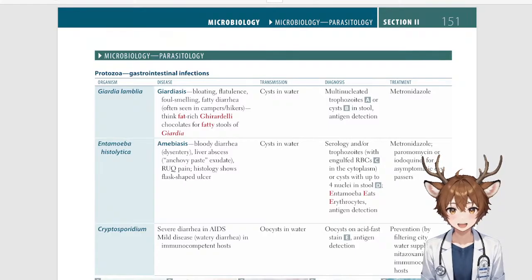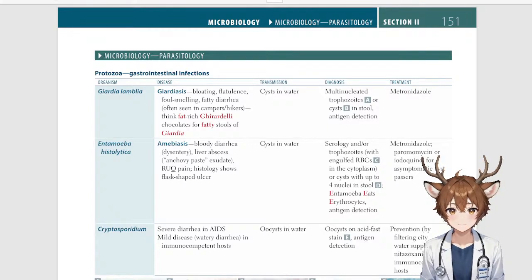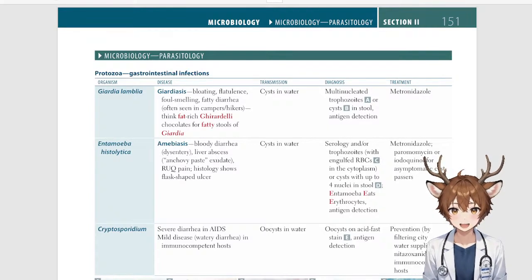Today we'll be covering some of the bigger, very important sections, which would be the parasitology, right, parasites, virology, systems, and antimicrobials.